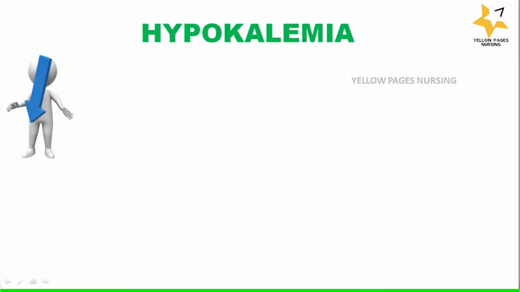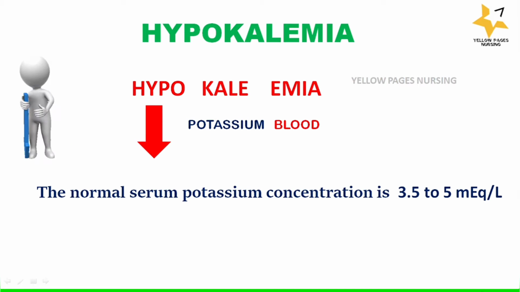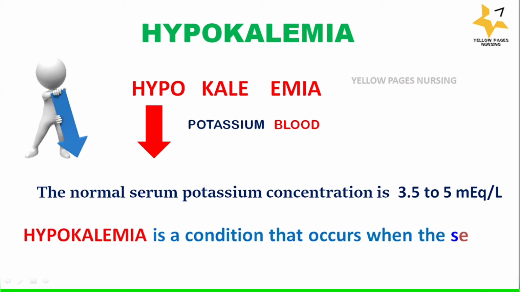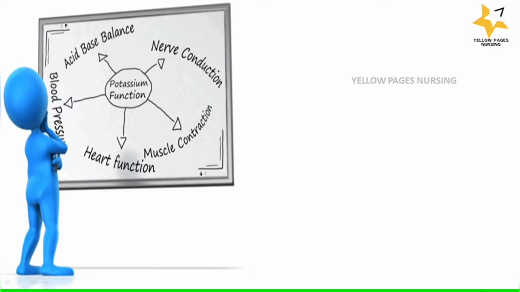As we all know, the normal serum potassium level is 3.5 to 5 milliequivalent per liter. Hypokalemia is a condition where the serum potassium concentration falls below 3.5 milliequivalent per liter. Now, what is potassium and what does it do in our body?